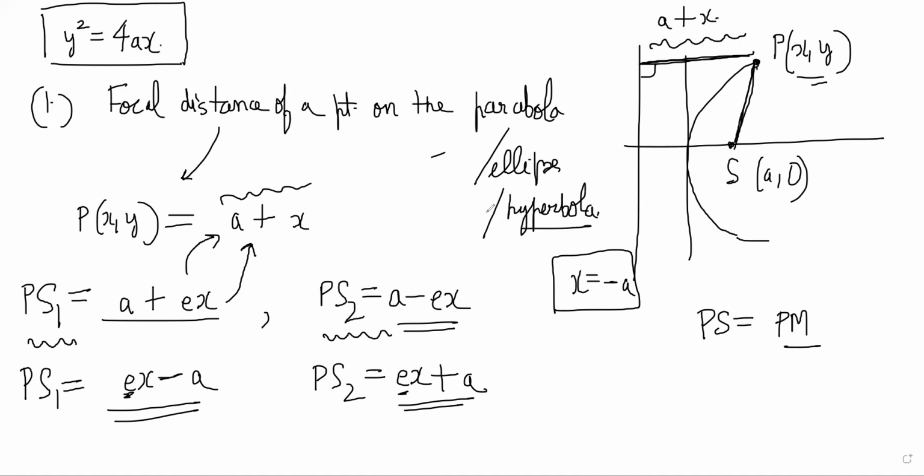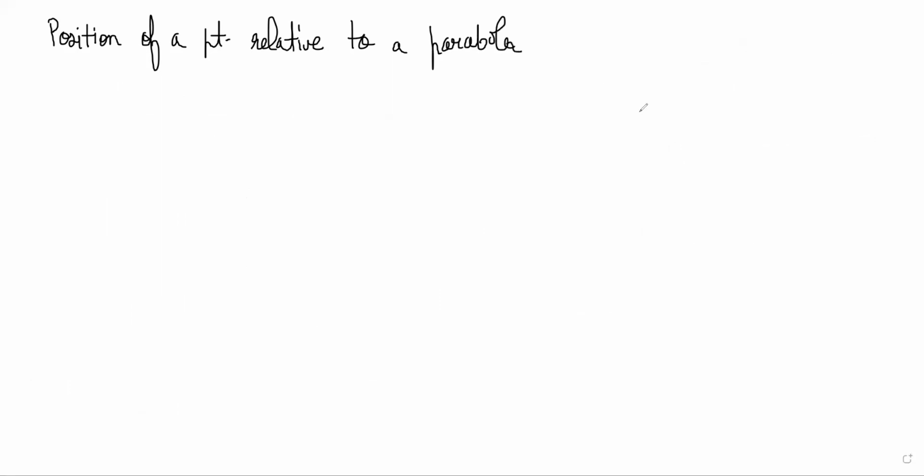Okay, then let's see. Position of a point relative to a parabola. Position of a point relative to a parabola. So by that we mean, is it inside or outside a parabola? Is a random point going to be inside the parabola curve or outside?